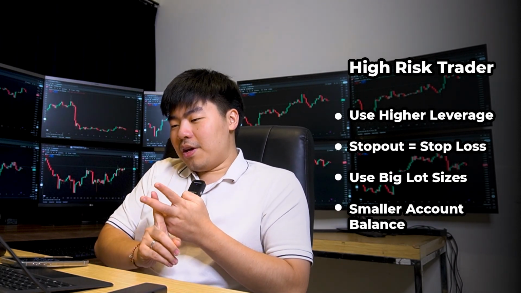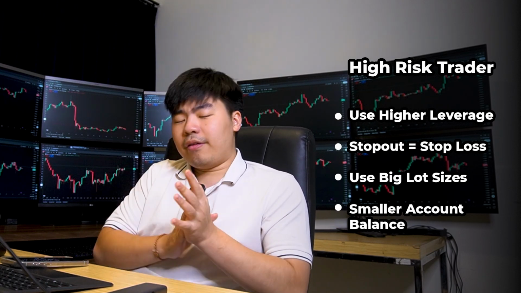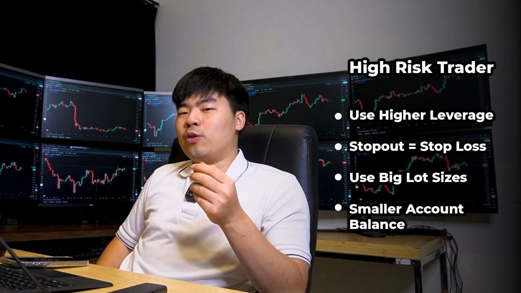And then they will tend to use big lot sizes, as big as they could, maximum leverage again. And then they normally would only deposit a small amount of money, only the money they are comfortable to lose. I think that's a good way to approach trading. Anyway, you should only put in the money you can afford to lose, or that you're comfortable losing all of. I think that's a good approach for trading.